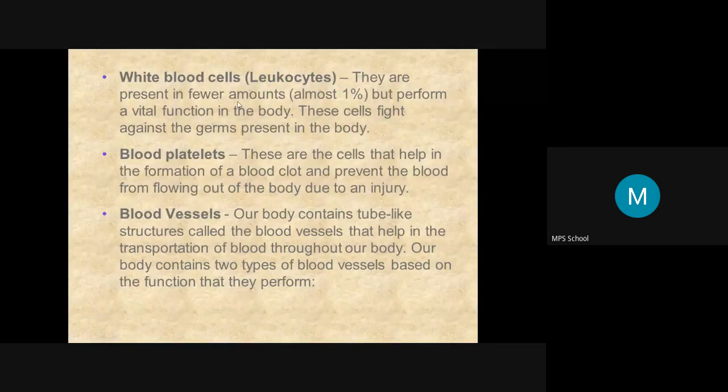And what are the white blood cells, which are called the leukocytes? So what is the name of RBC? WBC is leukocytes, and RBC, red blood cell, is the erythrocytes. They are present in fewer amount, almost 1%.